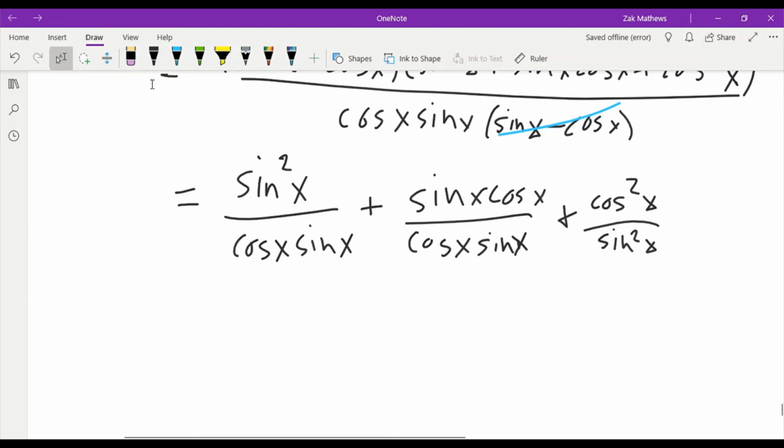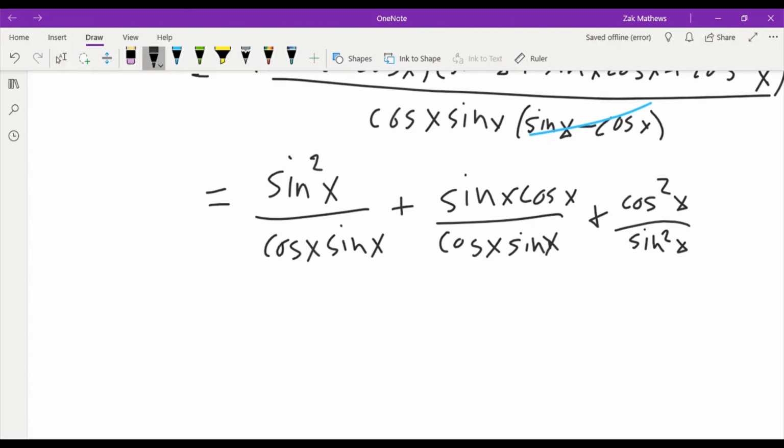Now I see a lot of things that cancel, and so let's start canceling those. The sine in this first one we can cancel off, so we'd have sine x over cosine x.